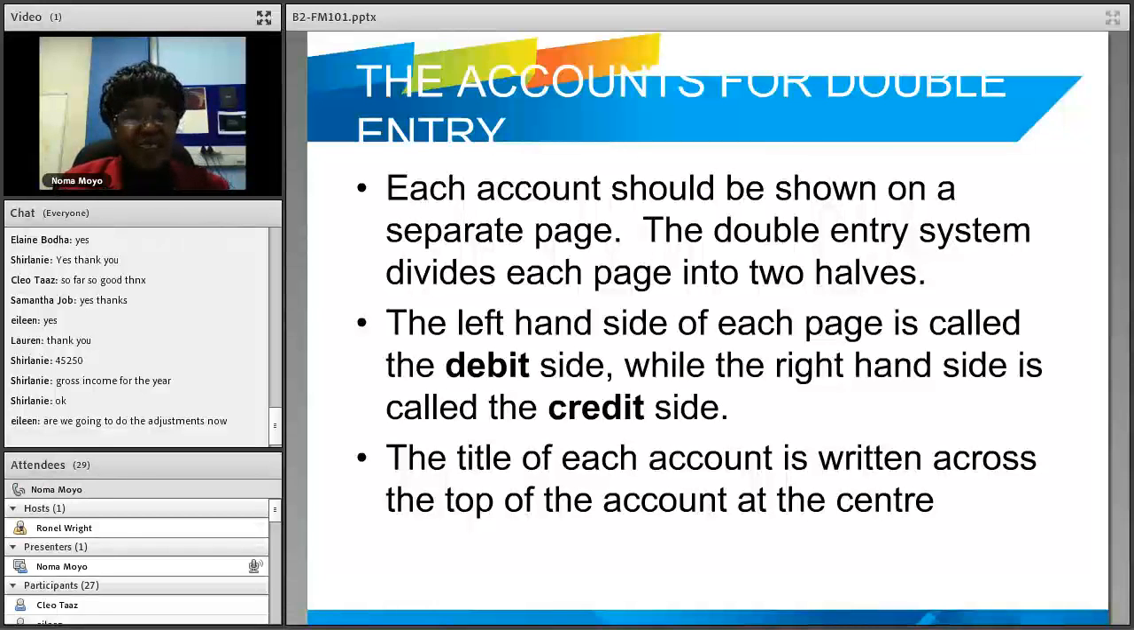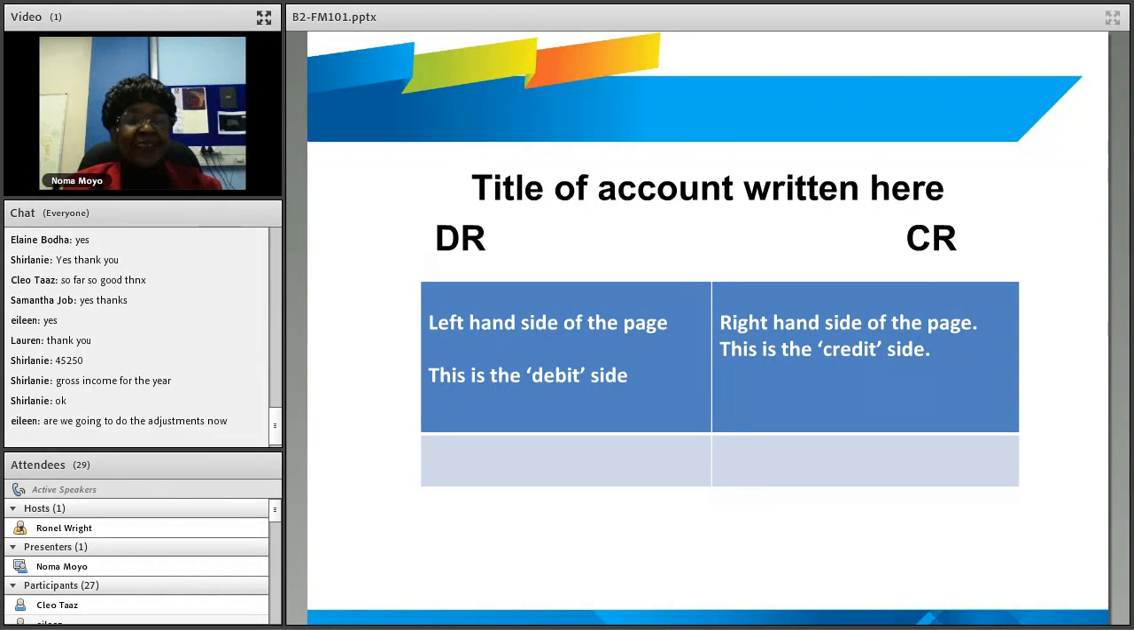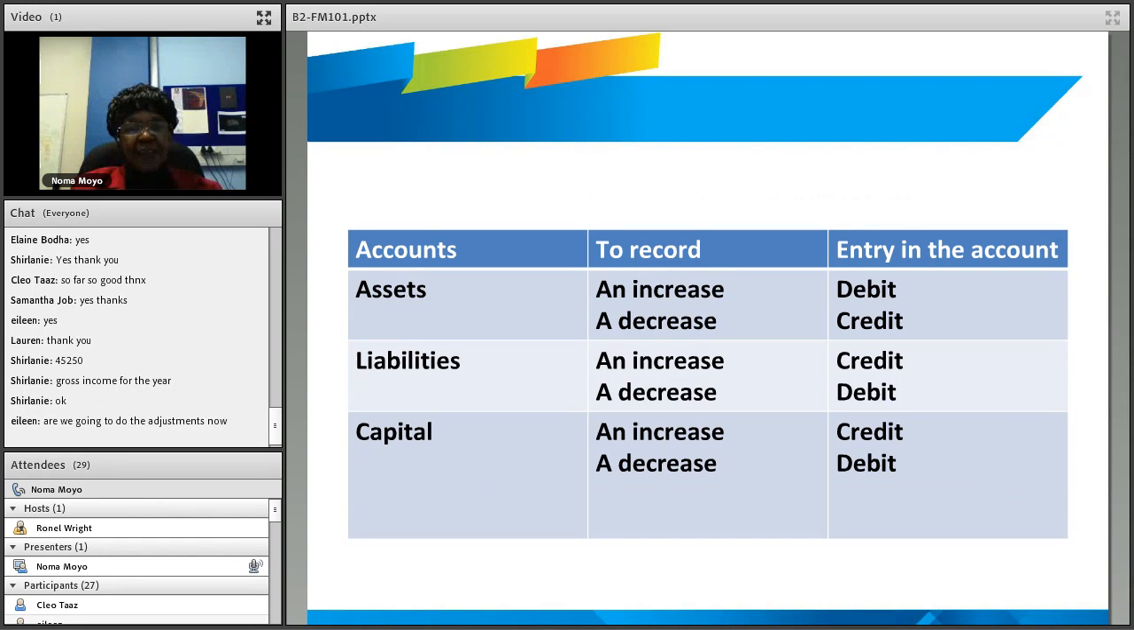The double entry system divides each page into two. The left-hand side is called the debit side, while the right-hand side is called the credit side. The title of each should be written across the top of the account at the center, like that. You see? I'm sure you can all see that. We have the credit side, we have the debit side. The left-hand side of the page is the debit side, the right-hand side is the credit side.